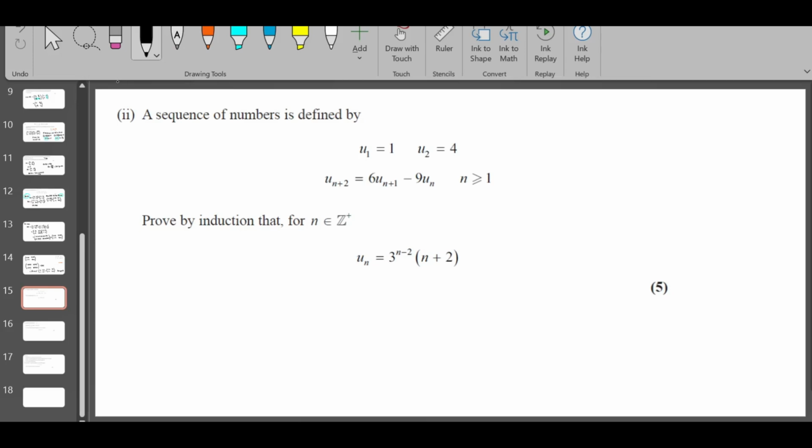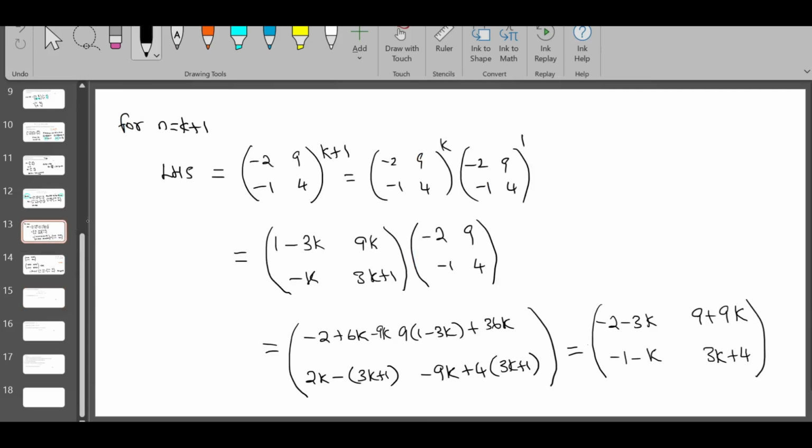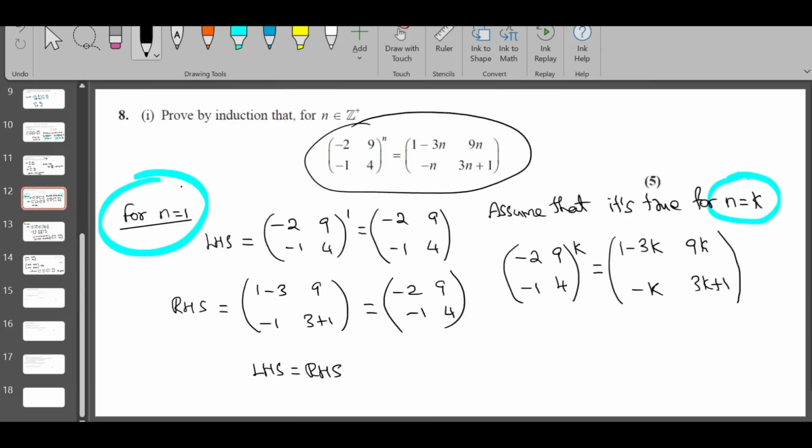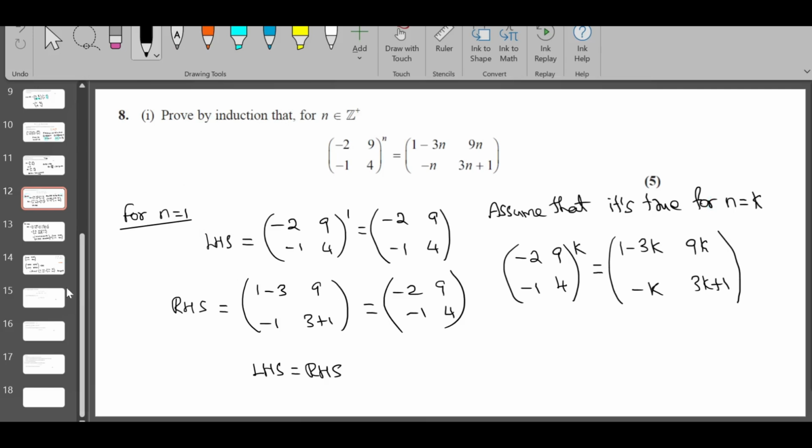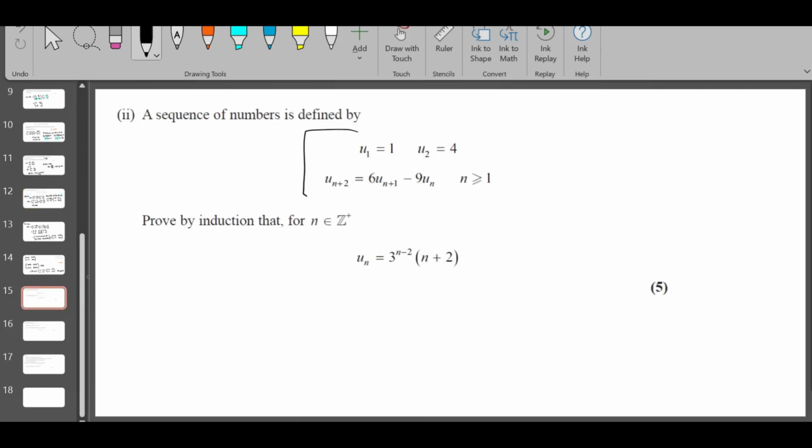Double I now. A sequence of numbers is defined by u1 is 1, u2 is 4, un plus 1 is this, an iterative formula. Prove by induction that for n belongs to all the positive integers, un is this. Okay. This is slightly different from the previous one. In the previous one, they just want us to prove this statement, right? But here, you are given some statements which are already proven. So we are going to take all these statements as true because they have already been proven. Using that, we have to prove this.